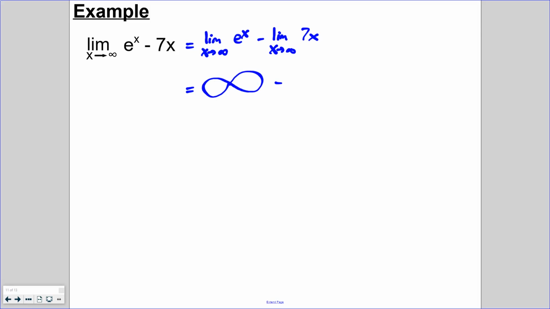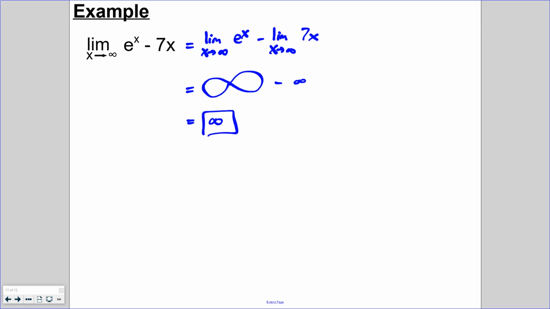And then minus, well then we have the limit of a linear function here, 7x, and we know that linear functions increase, but they do so kind of slowly at a constant rate. So to signify that, I'm just going to draw an itty bitty infinity there. So yeah, it does go to infinity, but it goes a lot slower. Now here's where it gets a little bit weirder. If we have a really big infinity, and we take off a really itty bitty infinity, we're still going to end up with an infinity.